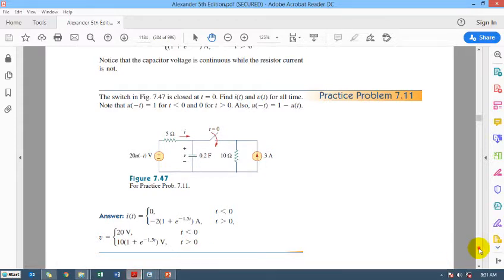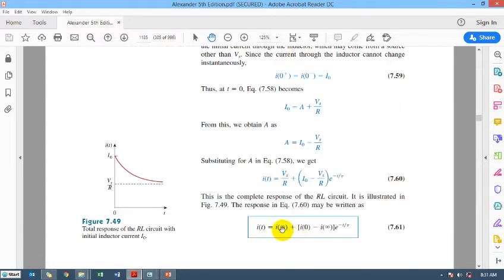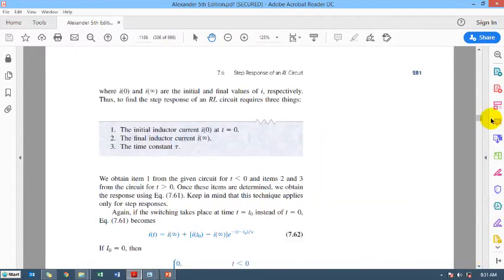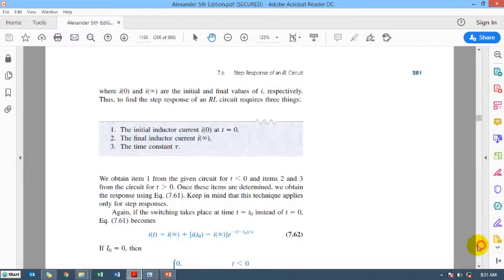So going further, this is the step response of RL. Here, instead of voltage, the current through the inductor is considered. So this is going to be the equation. Three things have to be found out, and that is what is mentioned here: we have to find i at 0, i at a long time after the circuit has stabilized, normally taken as 5 tau, and this is the time constant tau. Tau is given by L upon R.